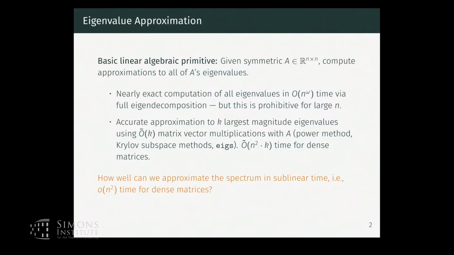The question we're asking is, what if I don't want to pay n squared time? I want to go faster than that. In particular, can we approximate the eigenvalue spectrum in sublinear time? If the matrix is dense, which I'll assume throughout this talk so I'm not talking about nnz(A), n squared is my baseline time to read my matrix. I want to run in little o of n squared time and still get non-trivial approximations of the eigenvalues.